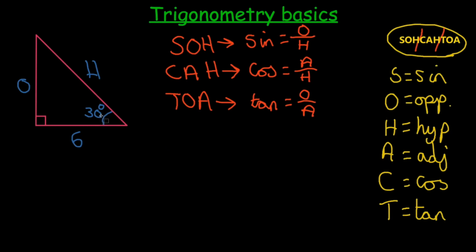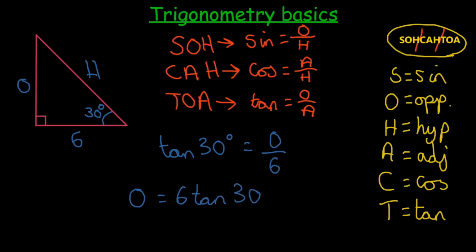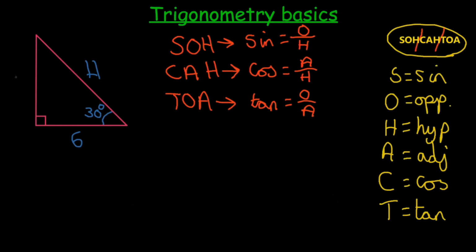From this information, because we have the angle and the adjacent, we can also find the opposite value. So the tangent of 30 degrees is equal to the opposite side divided by 6. So the opposite side length is equal to 6 tan 30 degrees, which is equal to 2 root 3, which is equal to 3.5 to 1 decimal place. So we know this side length is 2 root 3.